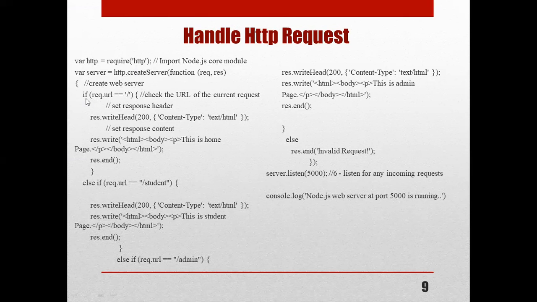How? Here, if request.url equals slash, that means we are going to check the URL of the current request. And we are going to set the response header. How? For that request, we set the response header by using the response parameter of the createServer method: res.writeHead(200, content type as text/html). Then we are going to set the response content, like response.write.